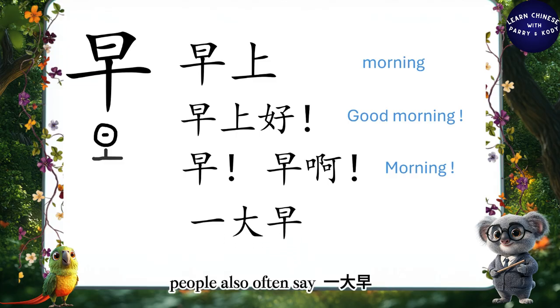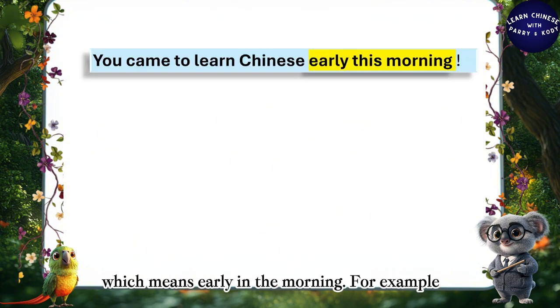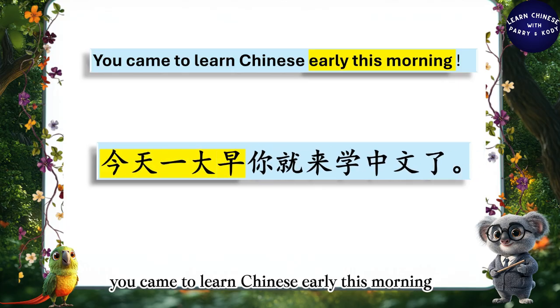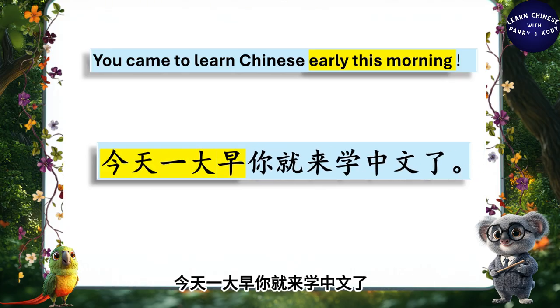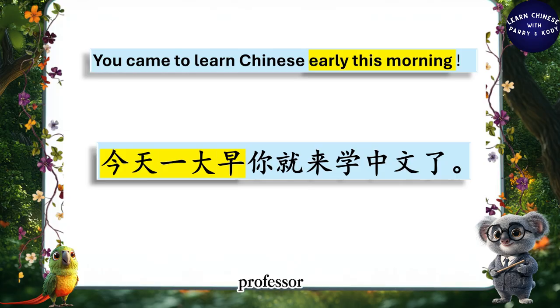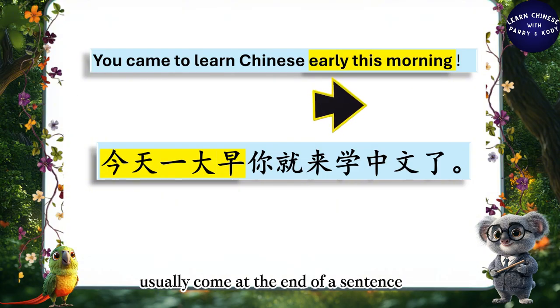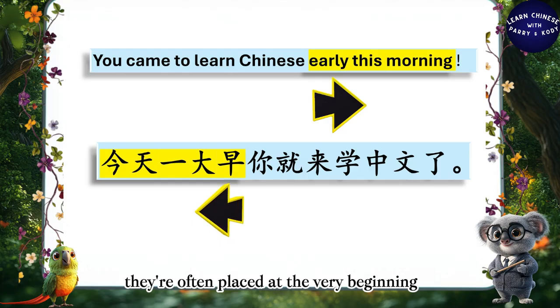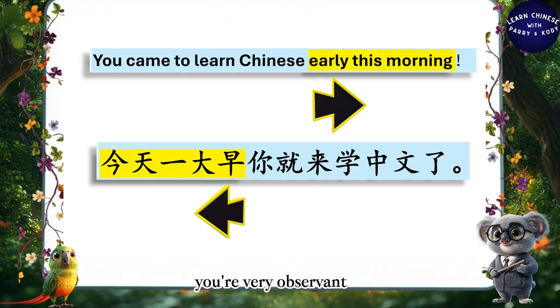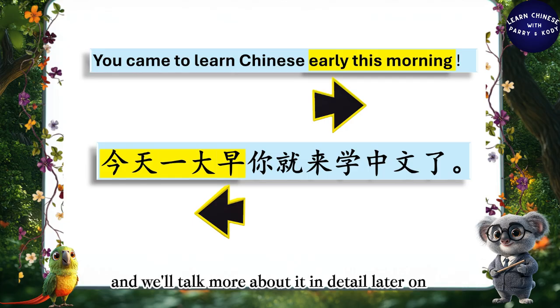People also often say 一大早, which means early in the morning. For example, you came to learn Chinese early this morning. 今天一大早，你就来学中文了。 Early this morning, in Chinese is 今天一大早. Professor, I've noticed something interesting in English. Time expressions usually come at the end of a sentence, but in Chinese, they're often placed at the very beginning. You're very observant. This is an important difference between Chinese and English sentence structure, and we'll talk more about it in detail later on.